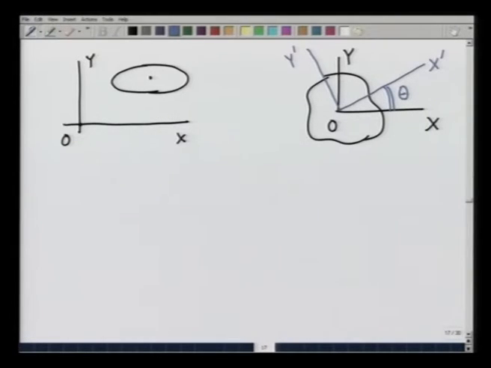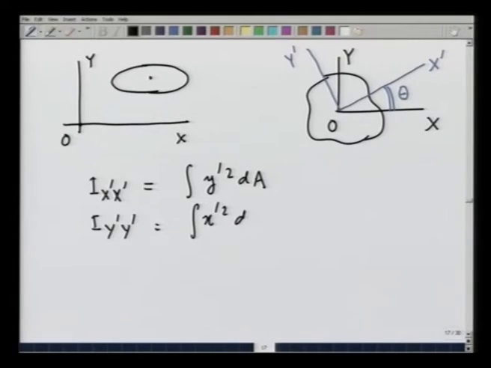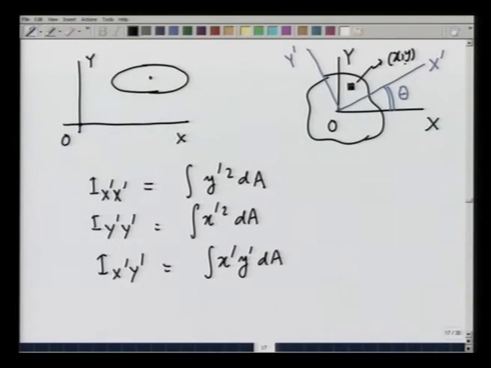Let us see what happens in this case. If I were to calculate I x prime, I y prime and I x prime y prime in the rotated set, I x prime is going to be equal to integral y prime square dA, I y prime is going to be equal to integral x prime square dA, and I x prime y prime in the second frame is going to be integral x prime y prime dA, where we choose a small area dA whose coordinates in the original system are x and y, and in the new system are x prime and y prime.